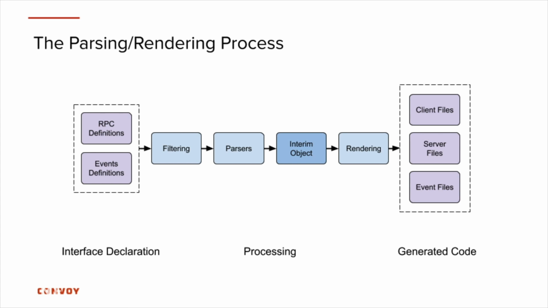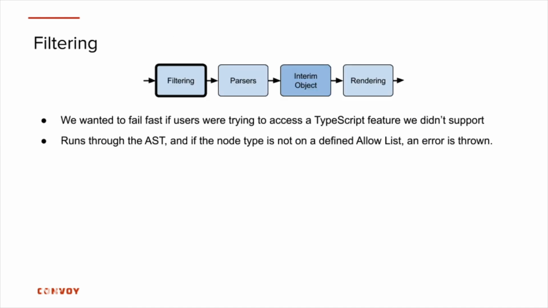As you can see here, there's a diagram of how we started with an interface declaration for both RPC and events, and we end with generated code for the client, the server, and the event files. In the middle is processing, and this is really what we're doing with our IDL. It's the part that I'm going to cover in more depth today.